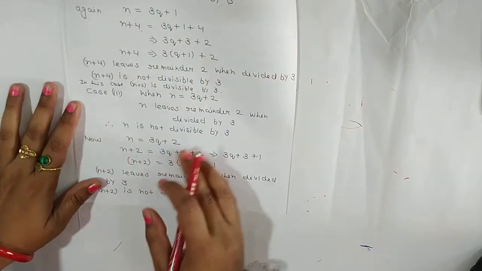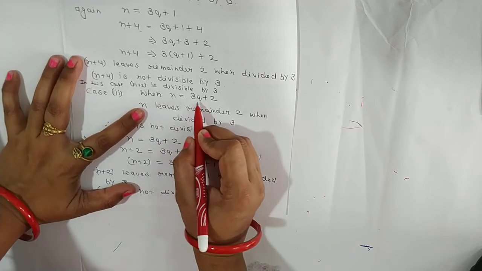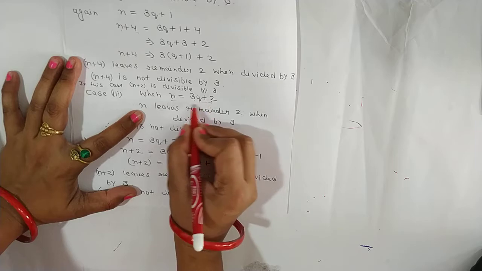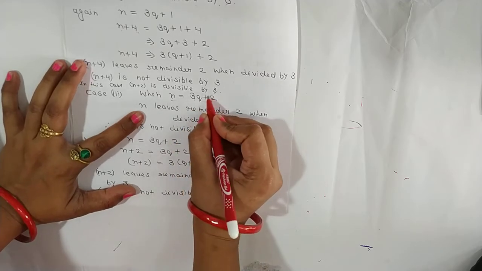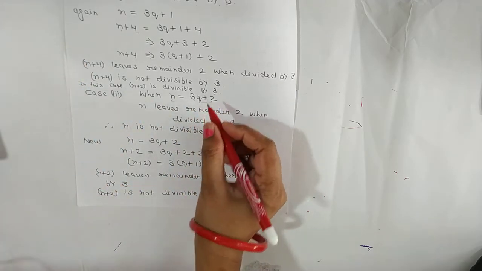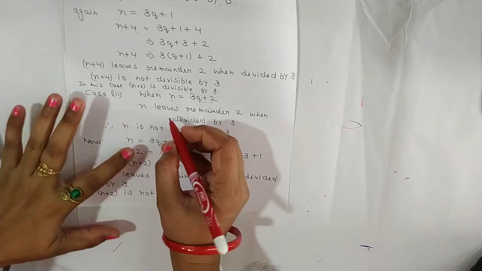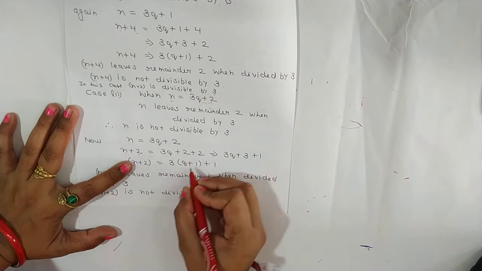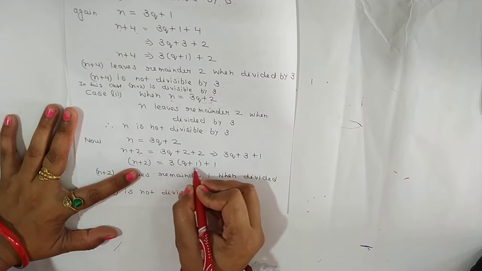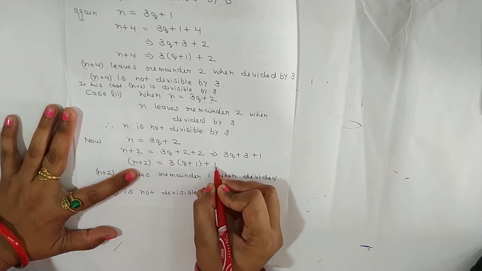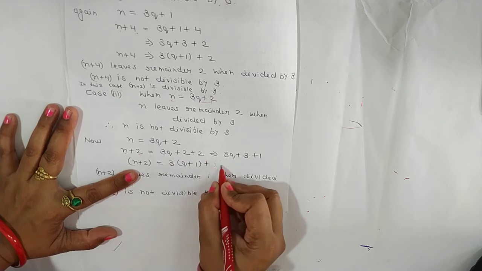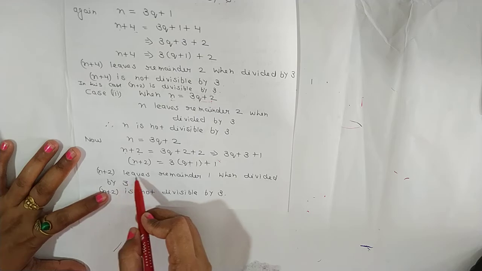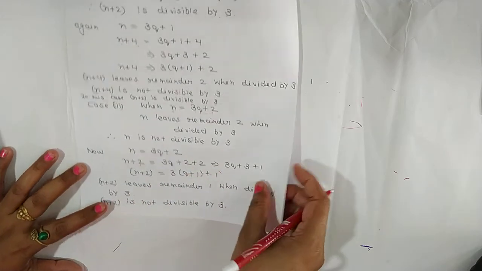Now move on to the next case, when n is equal to 3q plus 2. Is it divisible by 3? No. Why? Because 2 will be the remainder. So find n plus 2. N plus 2 will be 3(q plus 1) plus 1. So the remainder is 1. It means n is not divisible by 3, and n plus 2 is also not divisible by 3.